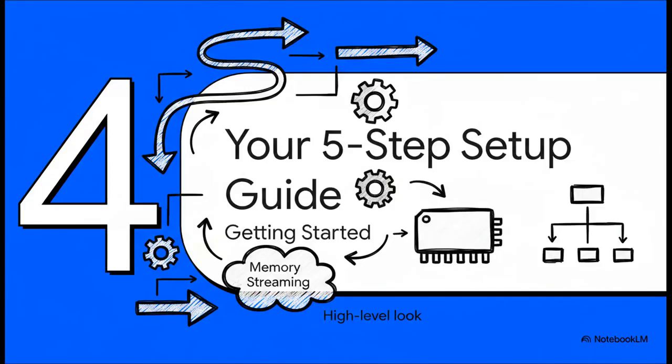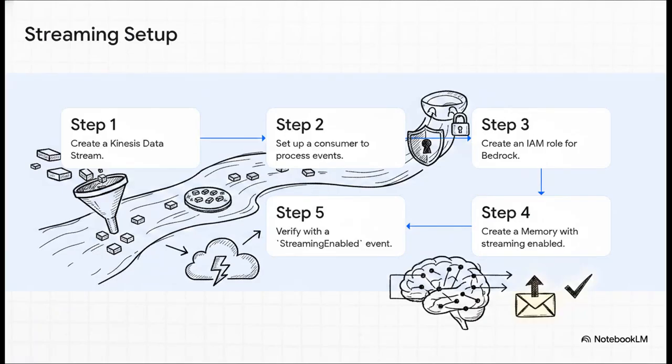All right, so we've covered the what and the why. Now let's get into the how. Here's a quick look at what the setup process actually looks like. Don't worry, it's a pretty straightforward 5-step process. First, you set up the Kinesis data stream. That's basically the mailbox for your events. Second, you set up a consumer, maybe a Lambda function, to actually read the mail. Third, you create a security role so Bedrock has permission to talk to Kinesis. Fourth, you create the memory itself and flip the switch to enable streaming. And finally, you get to see it all working when Bedrock sends a special streaming-enabled event right to your stream.